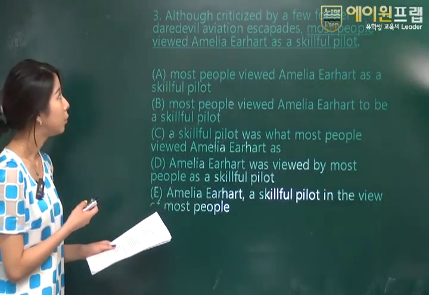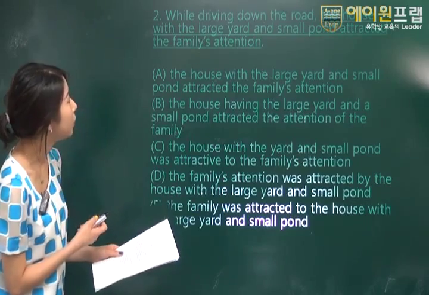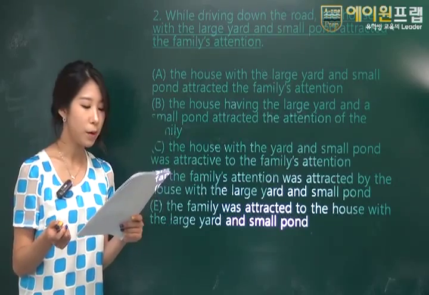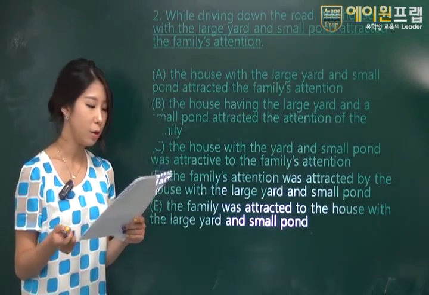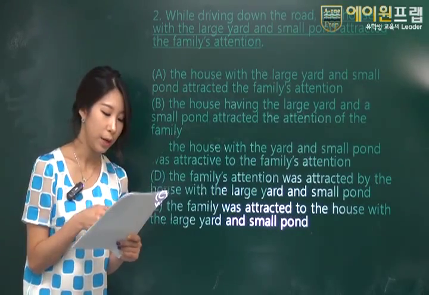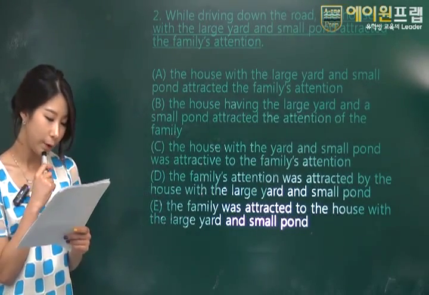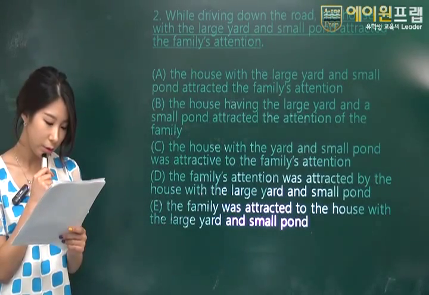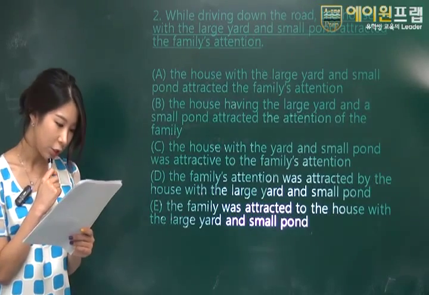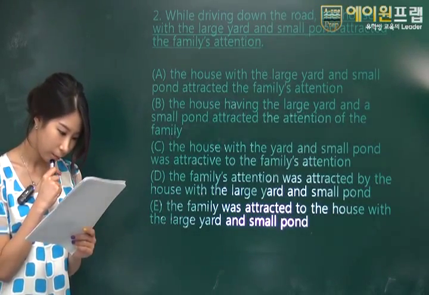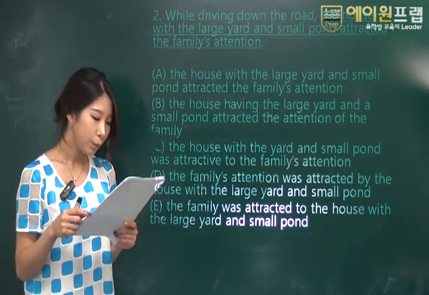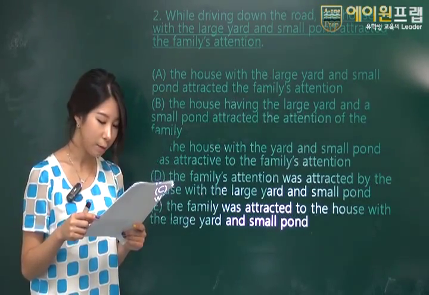And moving on to question number 2. So while driving down the road, the house with the large yard and a small pond attracted the family's attention. So while driving down the road, this not underlined part is going to be the clause. What kind of clause is it? Well, it has a conjunction and an adjective, right? So the house with the large yard and small pond attracted the family's attention.